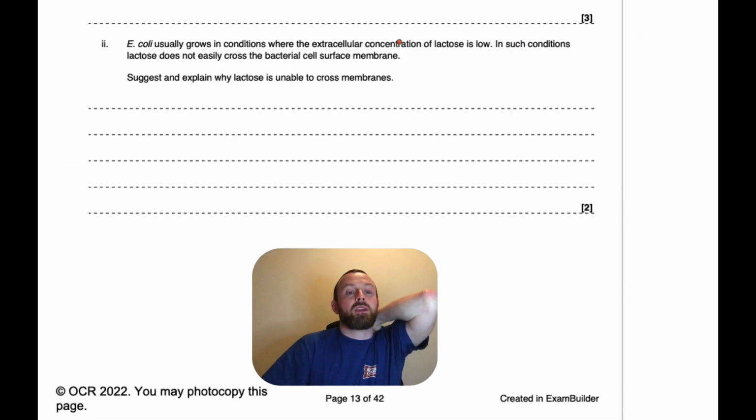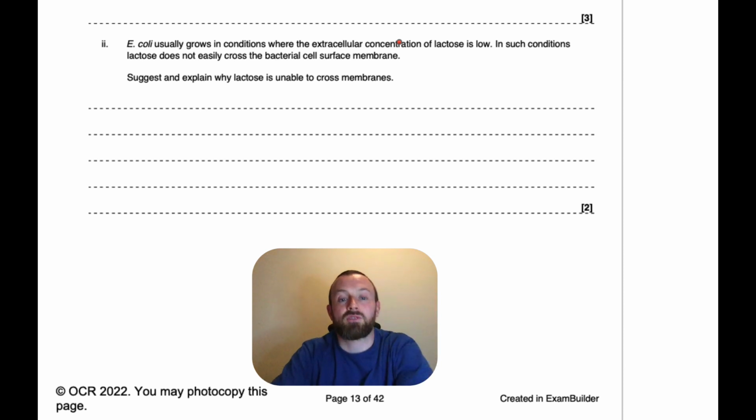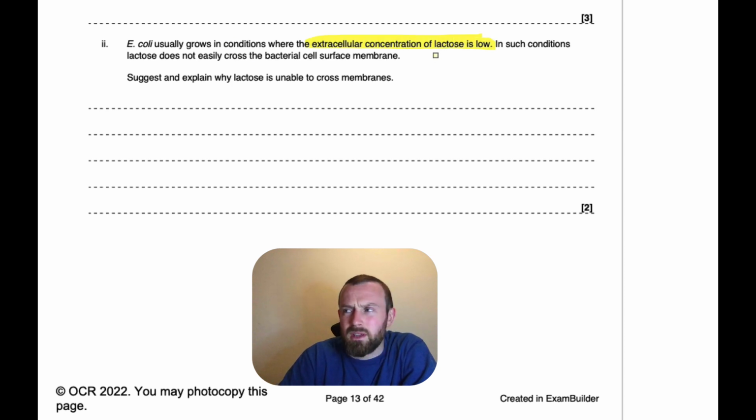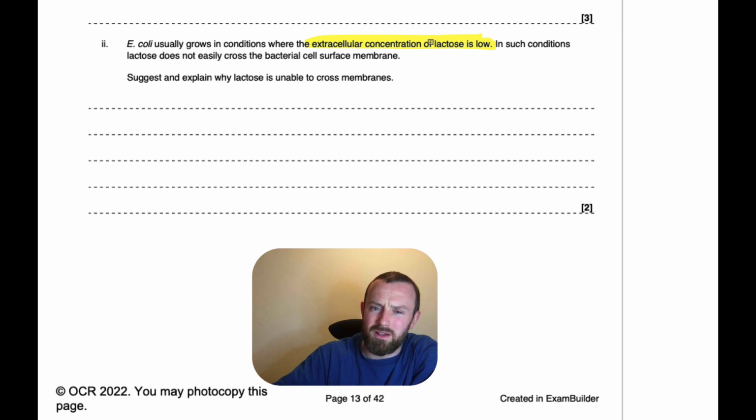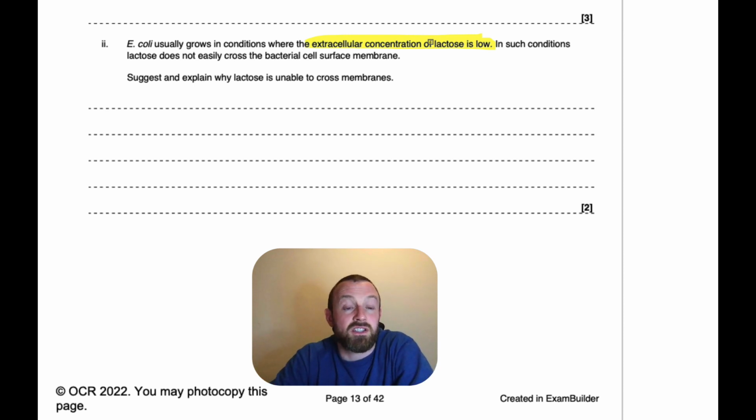So now it says, E. coli usually grows in conditions where the extracellular concentration of lactose is low. That's interesting. I don't know why it's giving us that information. Okay, so from that sentence, I'm already thinking about concentration gradients, because it's told us that the concentration is low outside. In such conditions, lactose does not easily cross the bacterial cell surface membrane. Suggest and explain why lactose is unable to cross the membrane.